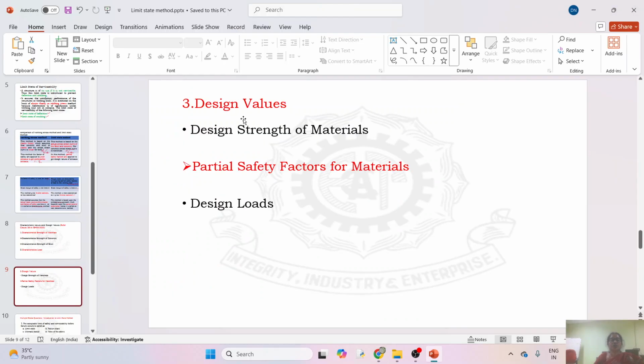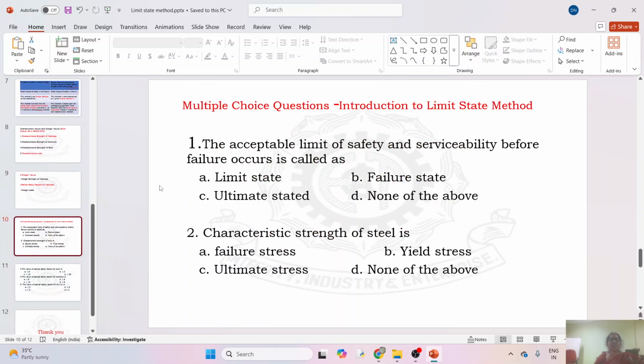So this is also discussed, design strength of the materials and design loads. Both we have divided by some partial safety factors. So partial safety factors for the steel and concrete are 1.15 and 1.5 respectively. The next one is, these are the questions that may be asked from this topic, multiple choice questions.